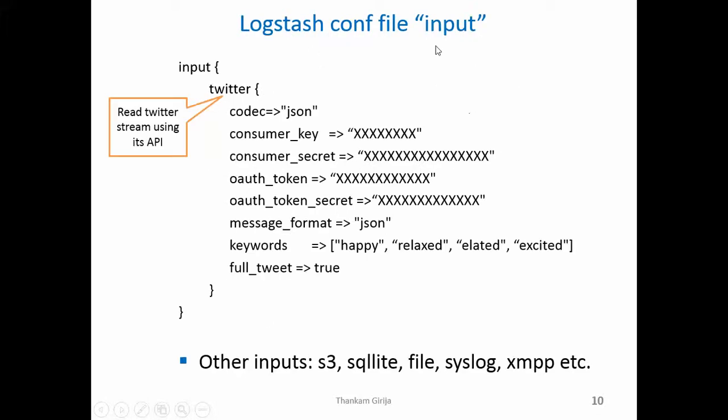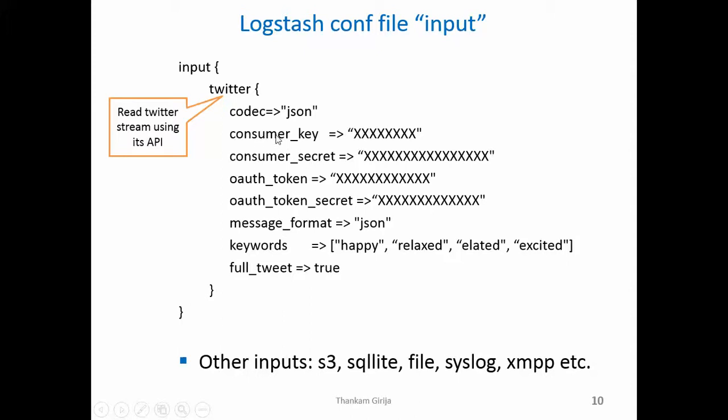So this is an overview of the input section of the config file. As I mentioned, my input is Twitter. So this is how you access the Twitter API. Codec is the format that you want the data to be streamed in. So I have mentioned JSON format. And this is pretty standard for accessing any Twitter API using code.